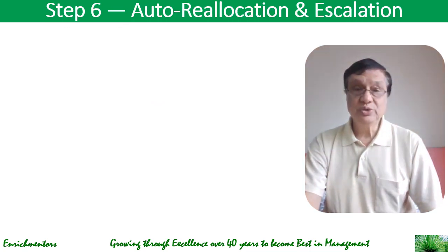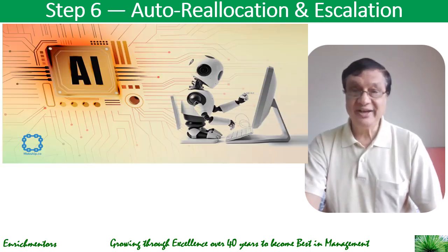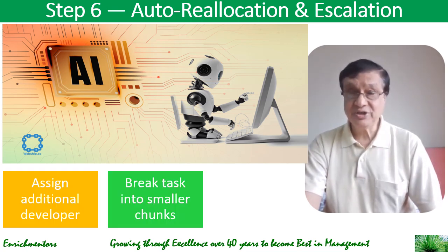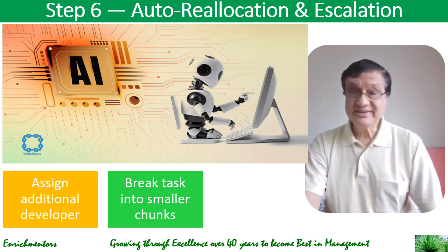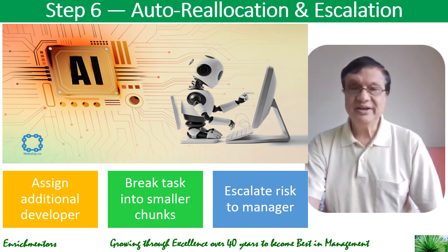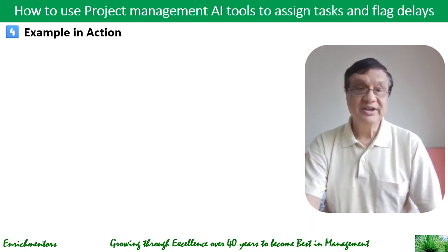Then you allow the auto reallocation and escalation to happen, where AI suggests fixes like assign an additional developer, for example, break tasks into smaller chunks, and escalate risk to manager. So like this, reallocation and escalation happen. Let's take a look at an example in action.